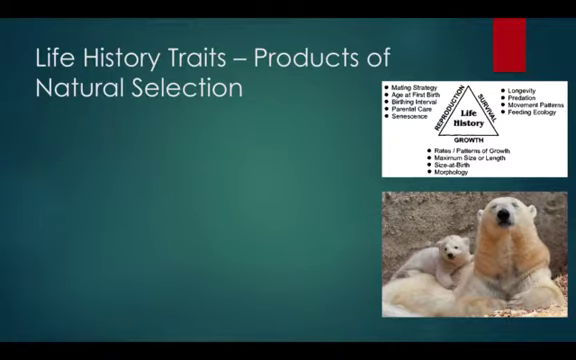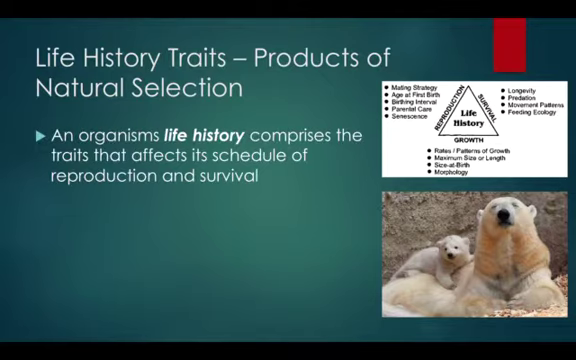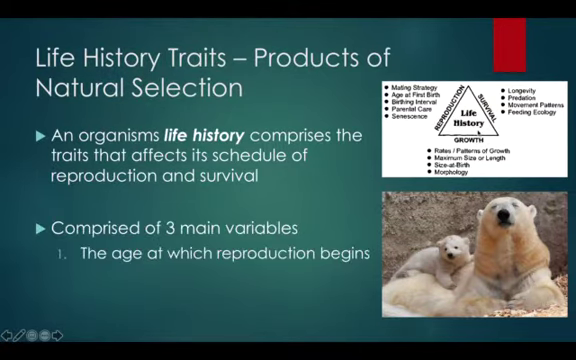So playing into all of this is life history. Life history traits are products of natural selection. An organism's life history comprises the traits that affect its schedule of reproduction and survival. So here I have a little diagram. Life history incorporates all of these. These are all intimately connected. Survival, growth, reproduction. All of these are describing the life history.